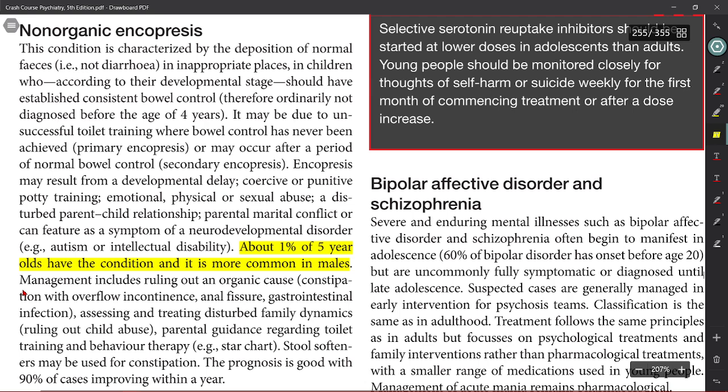Management includes ruling out an organic cause like constipation with overflow incontinence, anal fissure or gastrointestinal infection, assessing toilet training and disrupted family dynamics, ruling out child abuse, parental guidance regarding toilet training, and behavior therapy like a star chart. Stool softeners may be used for constipation. The prognosis is good, with 90% of cases improving within a year.